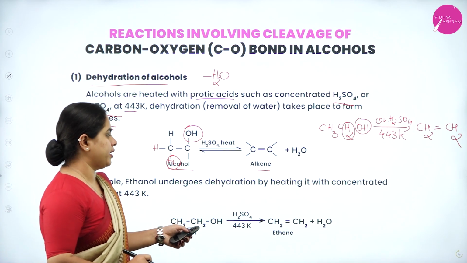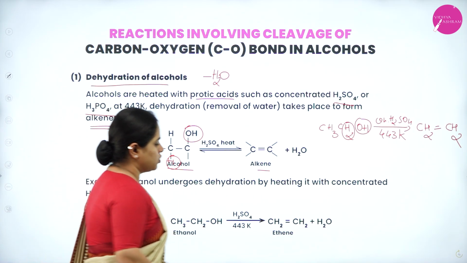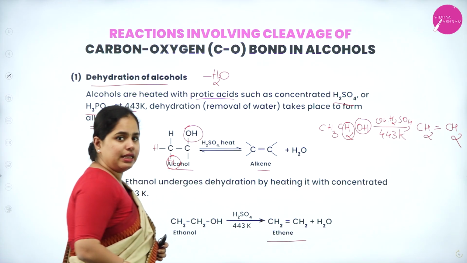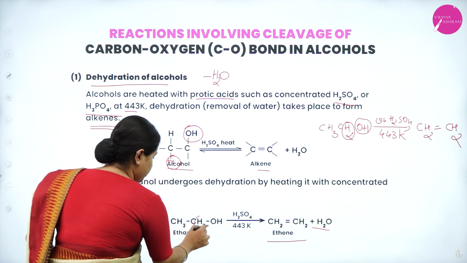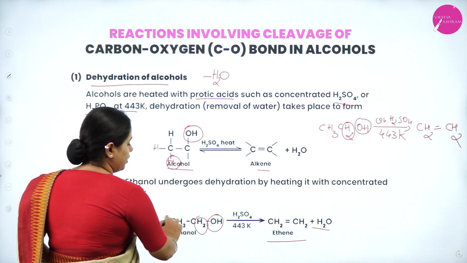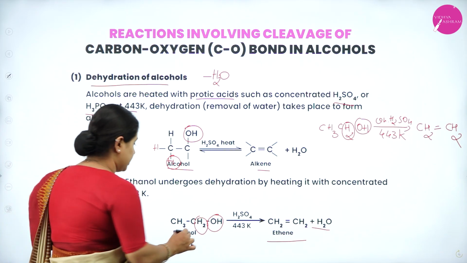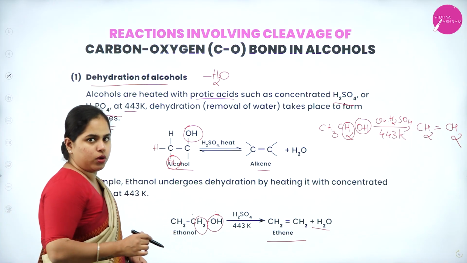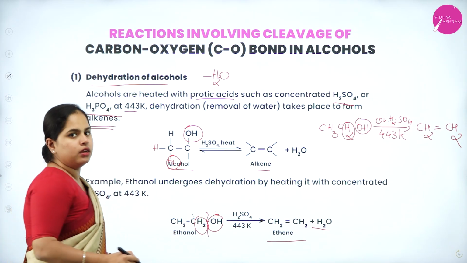Ethanol undergoes dehydration by heating it with concentrated sulfuric acid at 443 Kelvin. So what are you going to obtain? You are going to obtain ethene, and what is being removed? Water is being removed: hydrogen from here and OH from here. So there will be a double bond between the carbon atoms. What bond is broken here? The carbon-oxygen bond is broken here, not the oxygen-hydrogen bond. This bond is being broken.